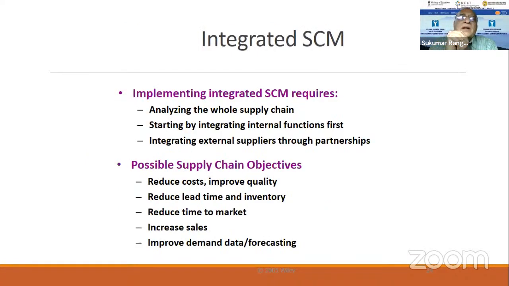That implies that there is an integrated supply chain management, that you have a whole supply management and integrating external suppliers through partnerships. So you no longer work as adversaries, you work through partnerships. So this is what makes an integrated one.